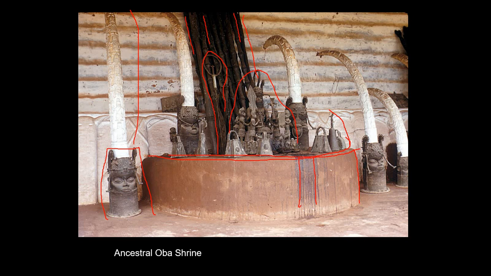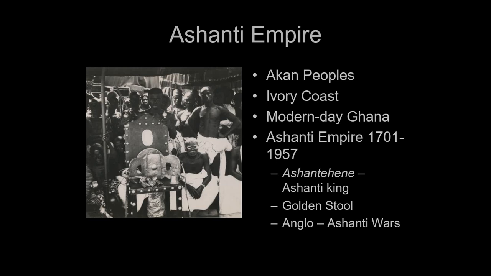Which brings us to the Ashanti Empire. So the Ashanti Empire is from one of the Akan peoples. The Akan peoples are a wide group of ethnic peoples that live in what is modern-day Ghana and the Ivory Coast. Again, not to be associated with the ancient Ghana Empire, which was different.